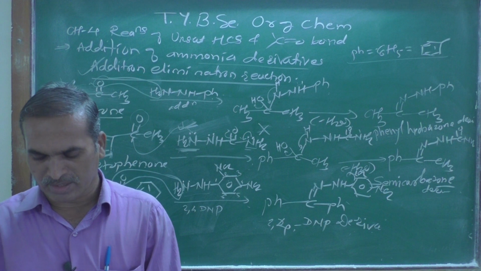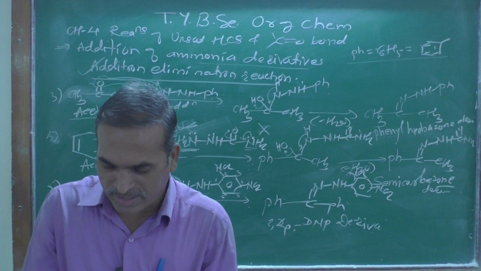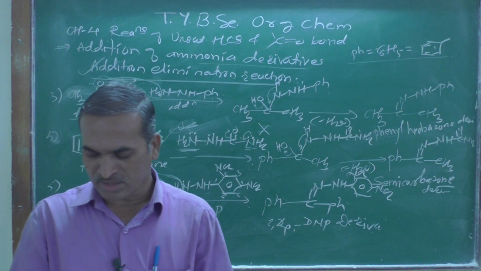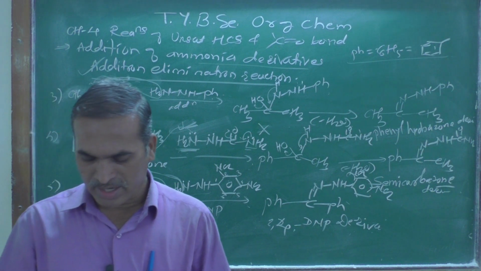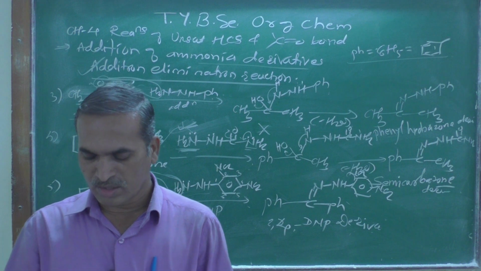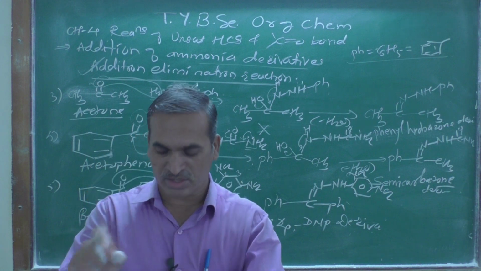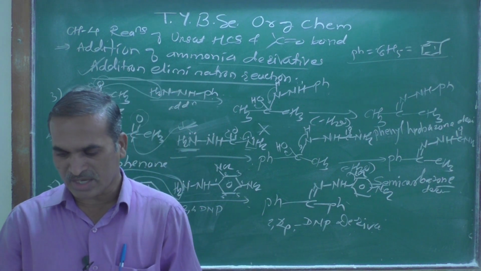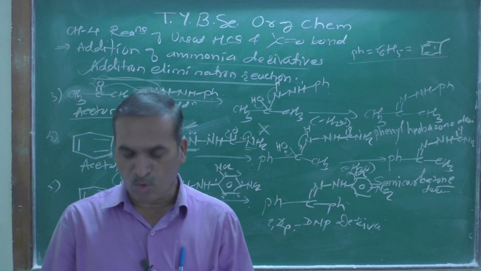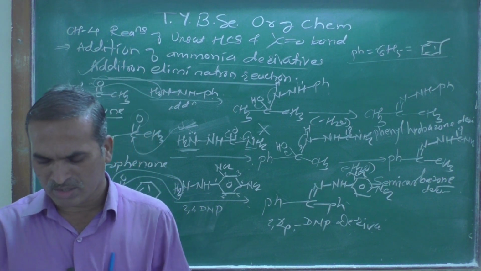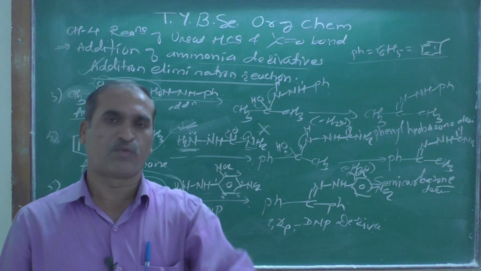Condition number 1, remember, addition involves nucleophilic attack by the basic nitrogen on the carbonyl carbon of the aldehyde or the ketone due to the polar character of the carbonyl compound. This is the first condition for these ammonia derivatives. And number 2, olefin carbon-carbon double bond undergoes electrophilic addition reaction and not nucleophilic addition reaction.